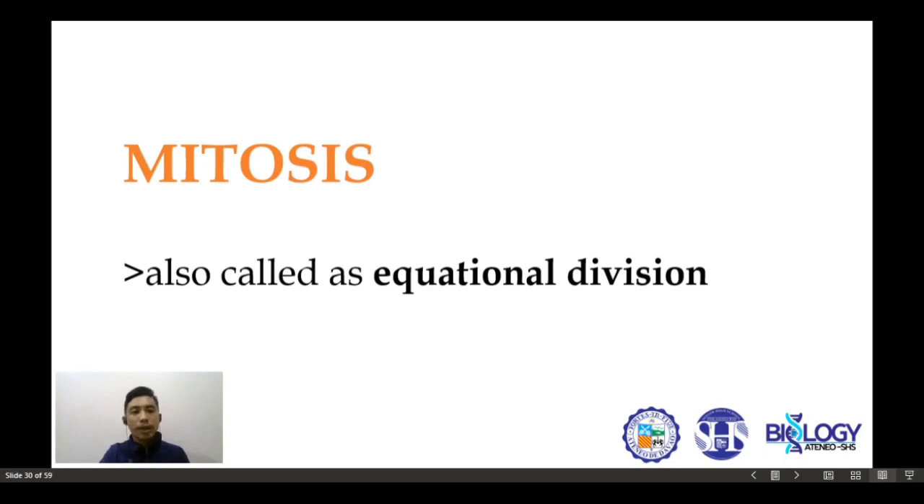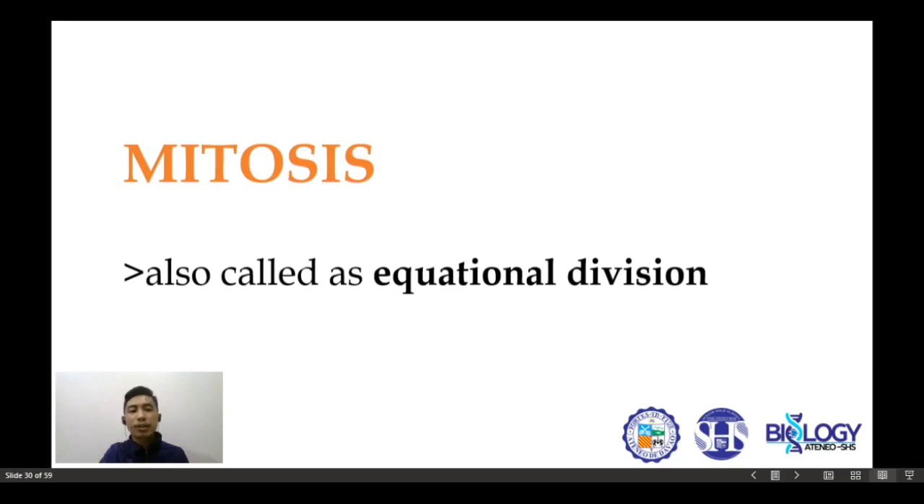So we're done with the discussion on the preparatory phase, or the interphase. Now let's go to the phase where the cell divides. We are going to talk specifically about mitosis. Mitosis is also called the equational division because the chromosomes are equally distributed to the daughter cells. Again, daughter cells are what are produced after mitosis or cell division.